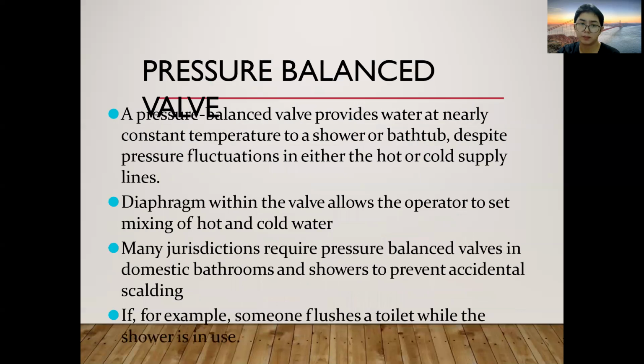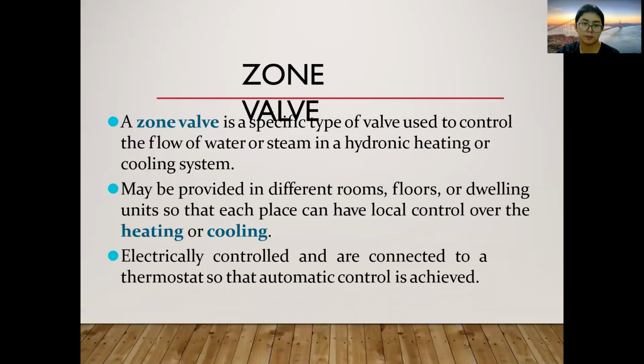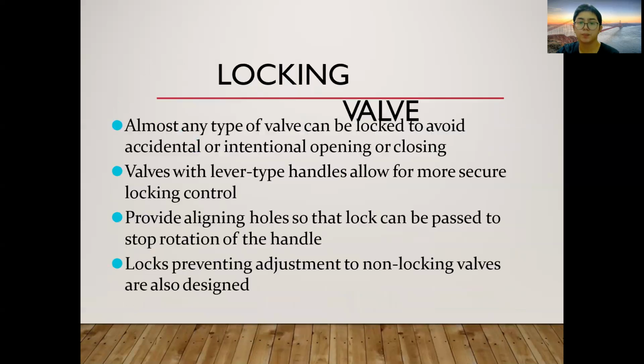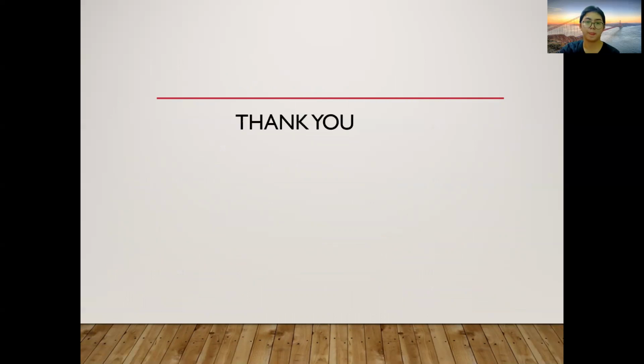This is a picture. Pressure balance valve. Pressure balance provides water at nearly constant temperature. Zone valve. A zone valve is a specific type of valve used to control the flow of water in a hydraulic system. Example of a zone valve. And lastly, is locking valve. Almost any type of valve can be locked to avoid accidental or intentional openings.